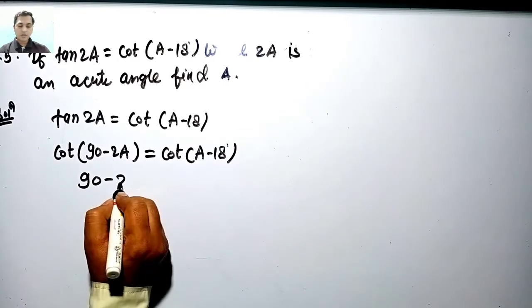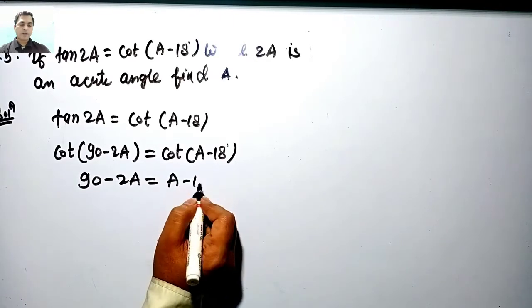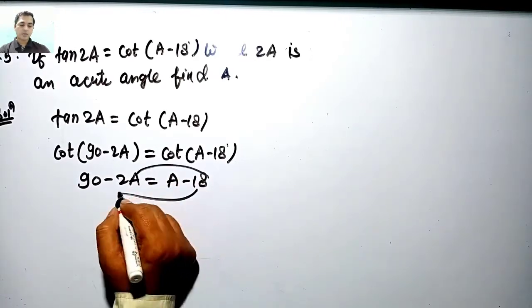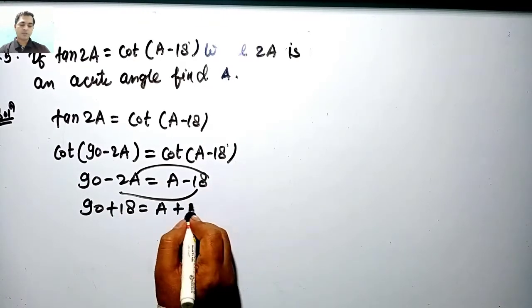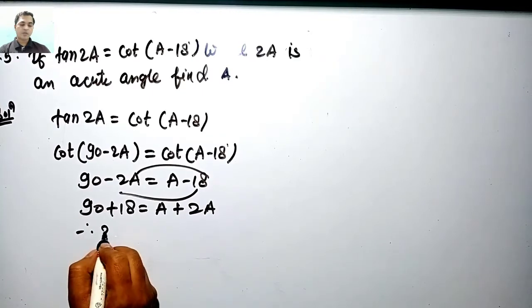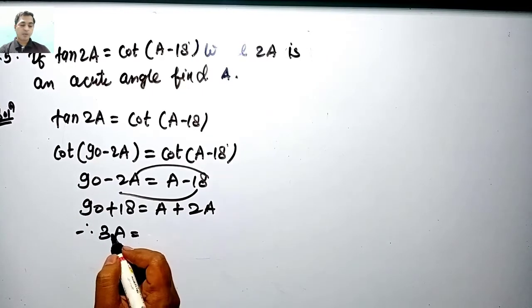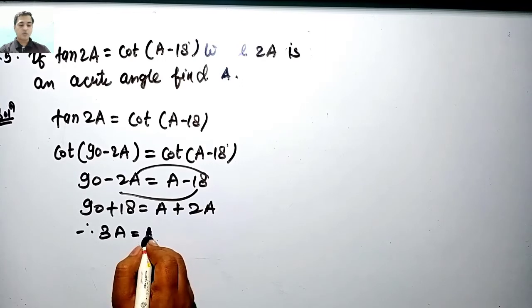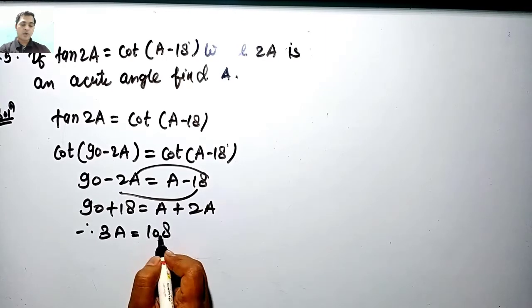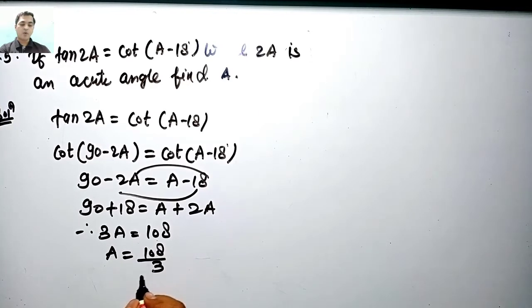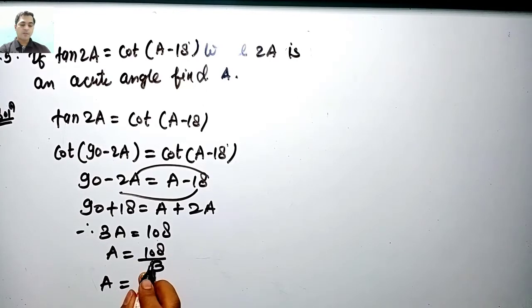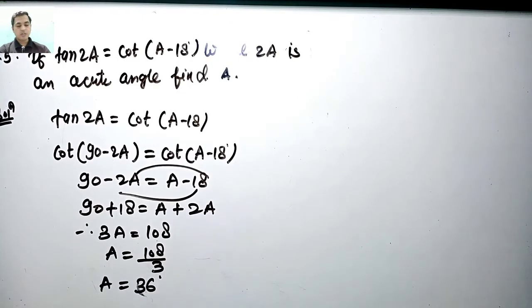Now the cot will be simplified, so we are getting 90 minus 2A is equal to A minus 18. Now variable terms on one side and constant terms on the other side, so we are getting 90 plus 18 is equal to A plus 2A. So finally 3A is equal to 108. So the value of A is 108 divided by 3, right? So the value of A will be 36.